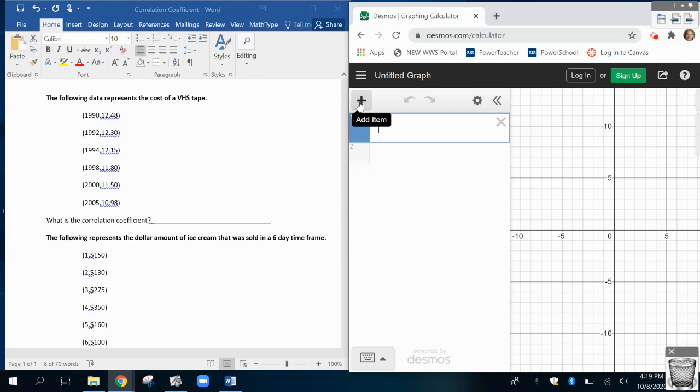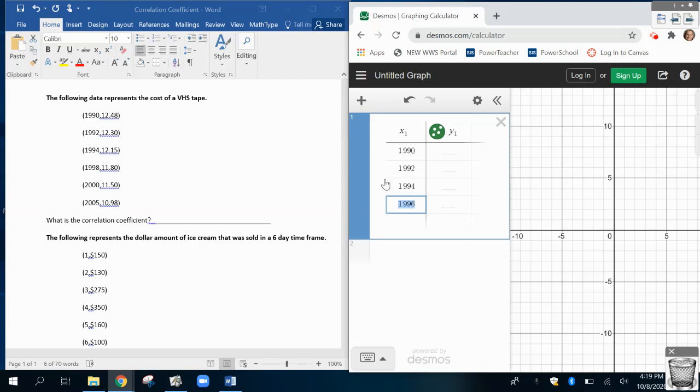So we're going to click this add item button on our screen, and we're going to add a table. And we're going to have to enter all of this data into this table. I think the easiest thing to do is to go down the X column. So enter 1990 and then hit equals. Enter 1992 and then hit equals. Now, it's going to start to predict for you. 1994 is good, but my next one is 1998, so I have to fix that one. I have 2000, and then I have 2005.